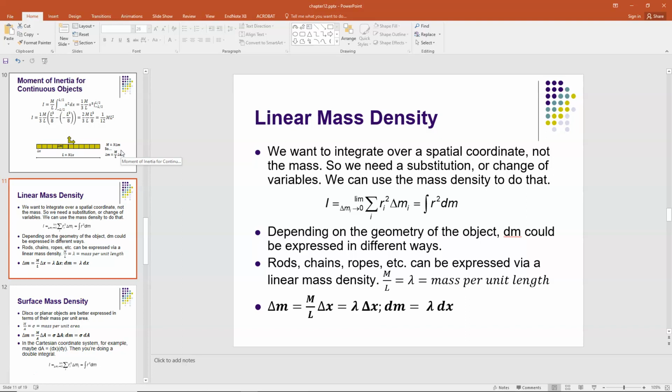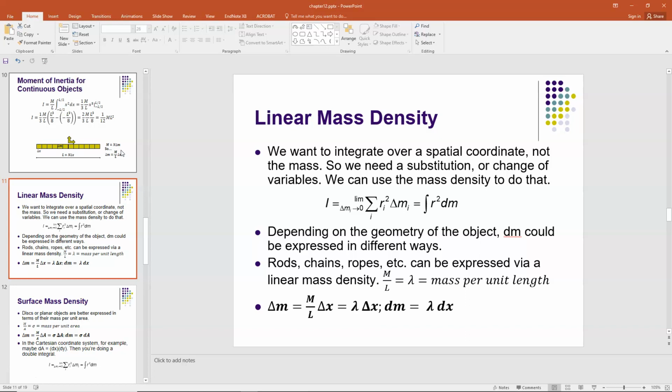Now, depending on the geometry of the object, dm could be expressed in different ways. So what I just did was a rod, and this would also work, for example, for rods, chains, ropes, things like that. They could be expressed via a linear mass density, or, as I already showed, a mass per unit length, big M over big L. Now we're going to say that that could equal, for example, in our previous example we talked about steel, some constant amount, right? Because each chunk had the same mass. So if that's the case, then you can set big M over L equal to lambda, some constant, and you would have a constant mass per unit length. Now if you do it that way, then your delta m is equal to M over L times delta x.